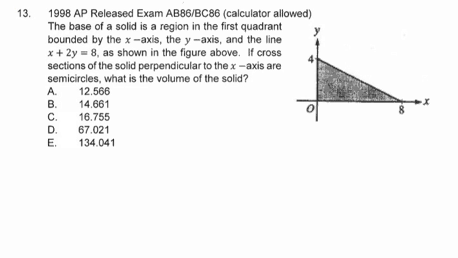1998 AP release exam, AB86 BC86, calculator allowed. The base of a solid is a region in the first quadrant bounded by the x-axis, the y-axis, and the line x plus 2y equals 8, as shown in the figure above. If cross-sections of the solid perpendicular to the x-axis are semicircles, what is the volume of the solid?